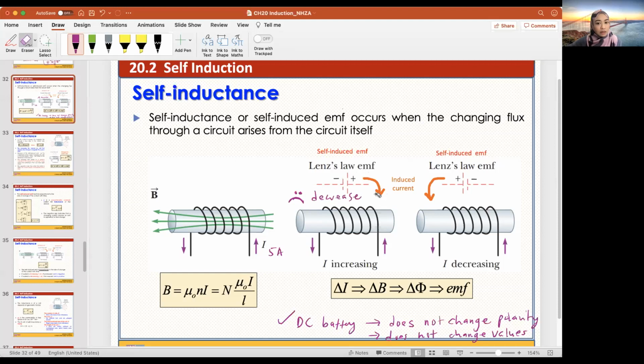And we know that current flows from positive to negative. So I can label this as my positive and my negative. Here there is a battery in dashed lines. So this is the induced battery. It's not from the battery in the circuit. If I were to draw the battery in the circuit, this is my I, it will go this way.